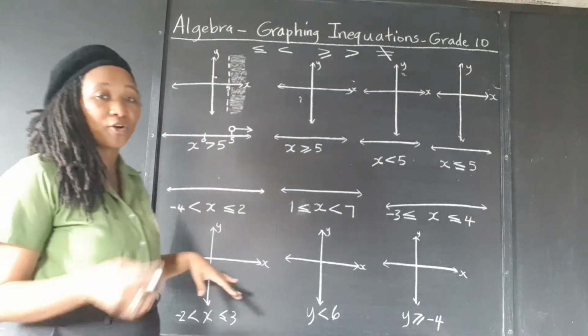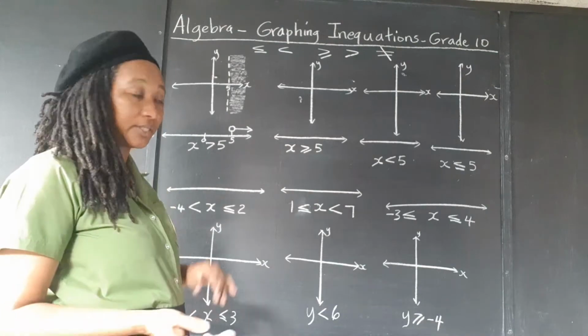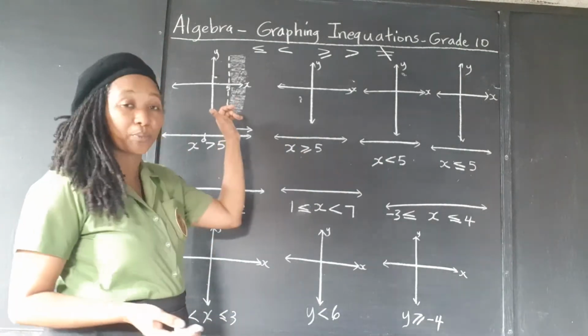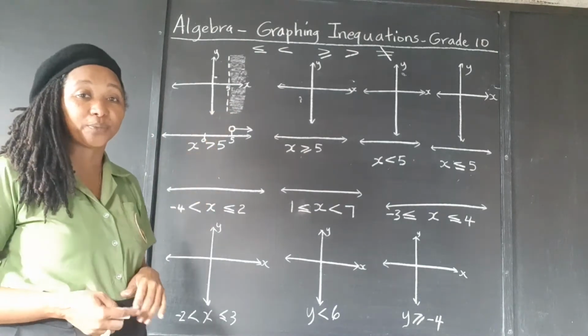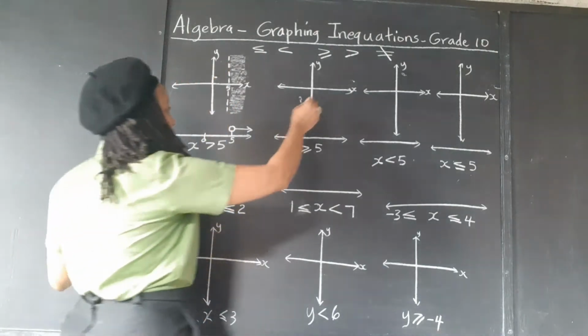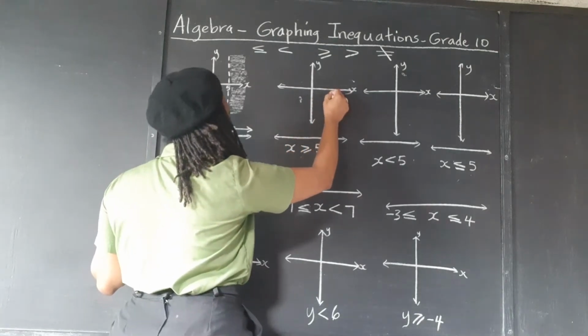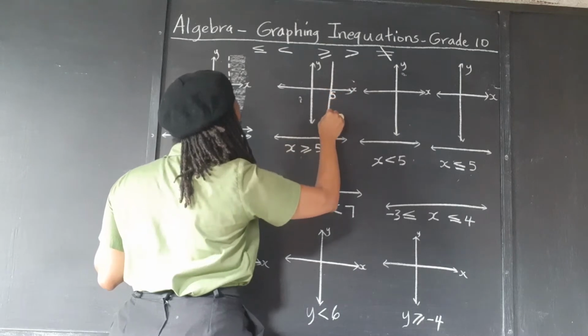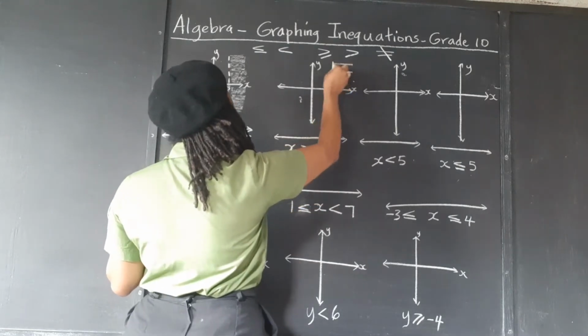Let's look at greater than or equal to. Once it has a greater than or equal to, you're not going to put a broken line this time. You're going to put an unbroken line, a straight line. So we still mark where 5 is. Straight line down and shade to the right.